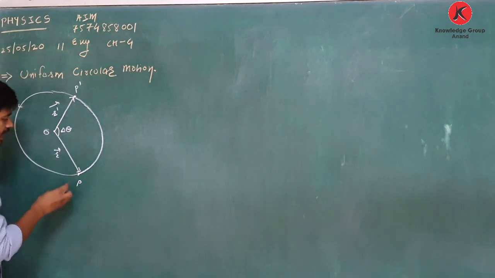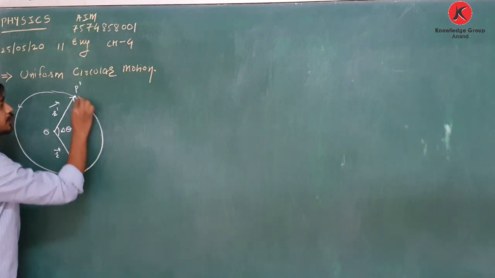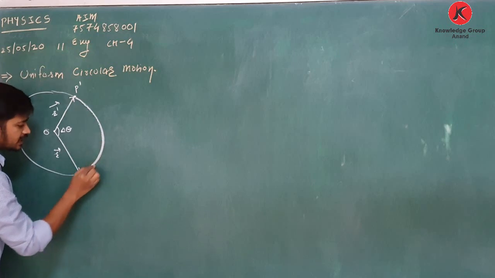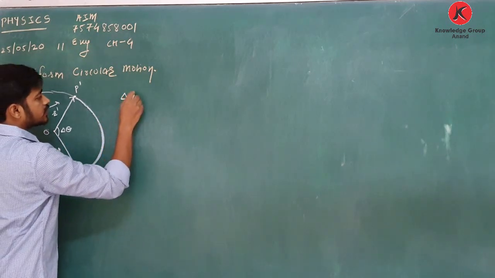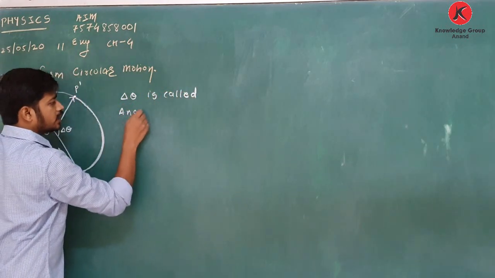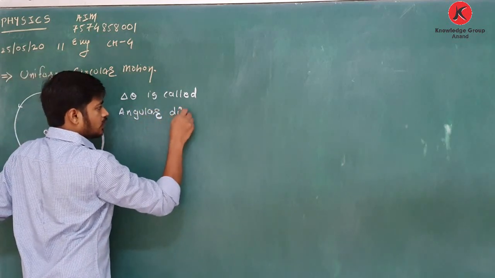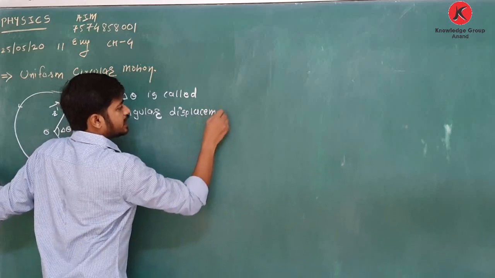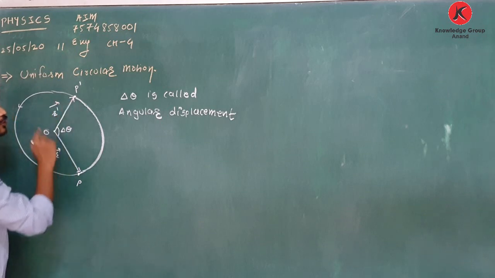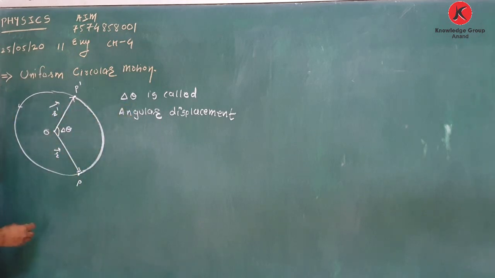See here. As the object is moving from point P to P dash, it makes angle delta theta with the center. Yes or no? This arc makes angle delta theta with this center. So here, this delta theta is called angular displacement. Angular displacement means change in angle. As this particle is moving from point P to P dash, delta theta is called angular displacement.